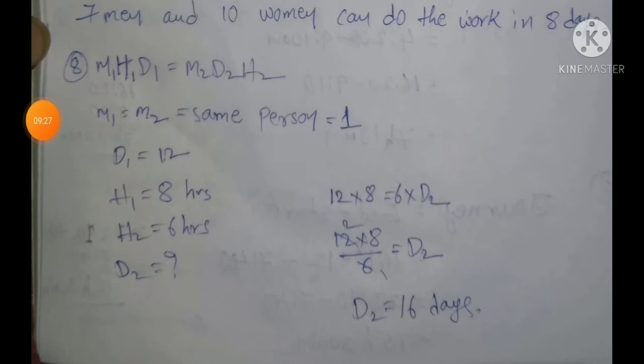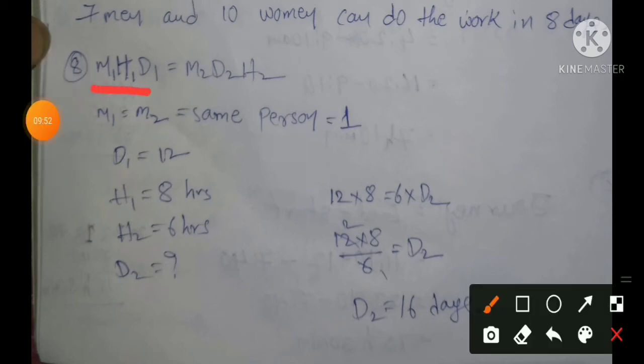Next, a man can do a work in 12 days working 8 hours per day. If he works 6 hours per day, what would be the number of days taken by him? So M1 H1 D1 equal to M2 H2 D2. Okay, this is another formula when they mention the working hours. So M1 D1 H1 equal to M2 D2 H2. M1 and M2 are the same because the number of members is 1 only. D1 is 12, D2 we need to find. H1 is 8 hours per day, H2 is 6 hours per day.